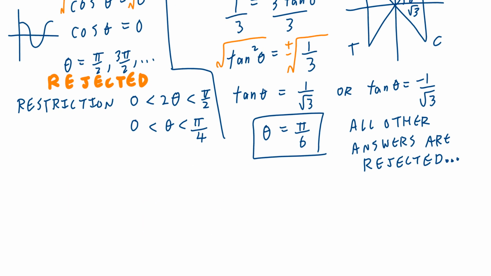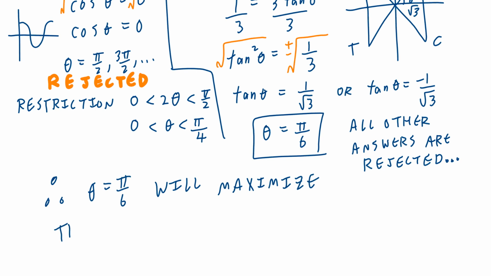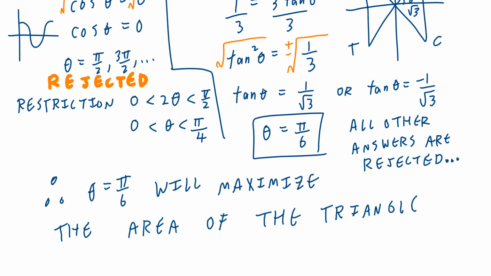And again, you can write down a final statement. Therefore, angle theta, which is pi divided by 6, will maximize the area of the triangle. And that could be your final statement.